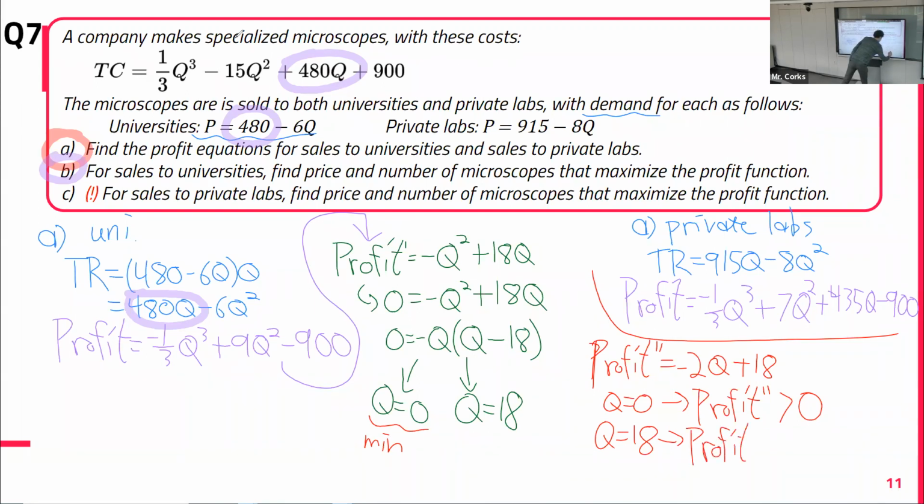If Q is equal to 18, then our second derivative will be a negative number, so we will end up with a maximum point here. So it looks like the maximum profit is coming where Q is equal to 18. The question asked us to find the number of microscopes to sell to maximize profits, which is 18, and also asked us to find the price.